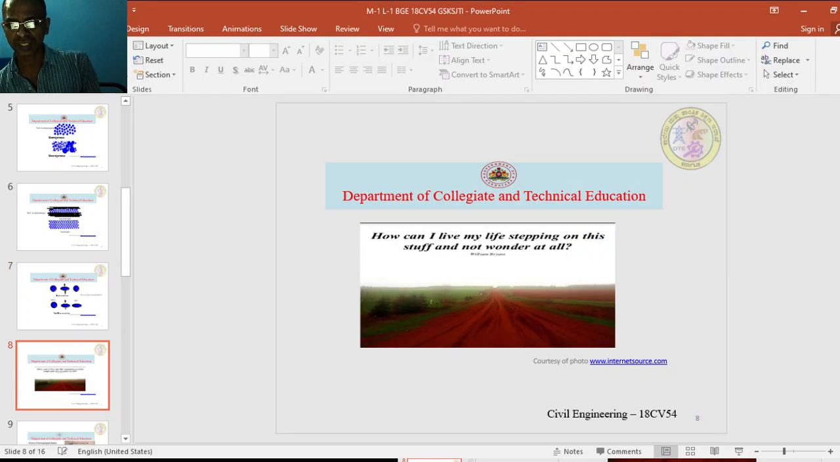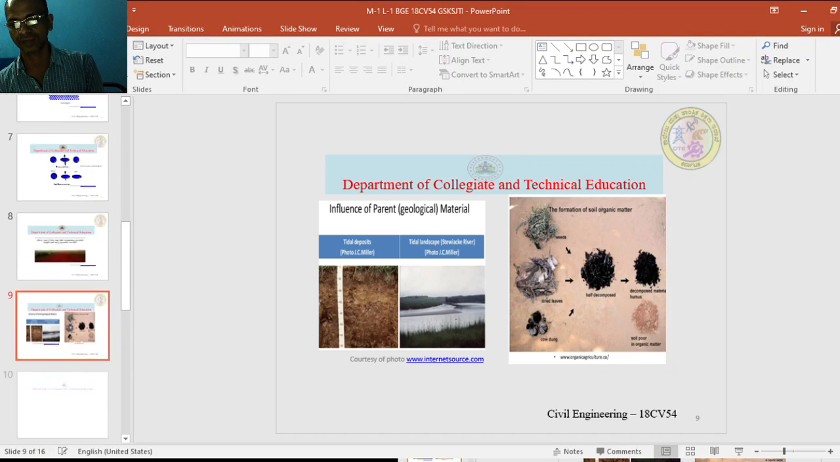So soil mechanics is a long journey where at every point of time we have different challenges based on the properties of the soil.